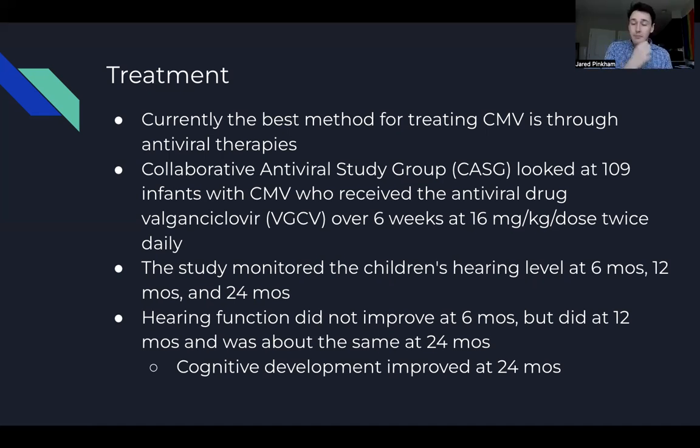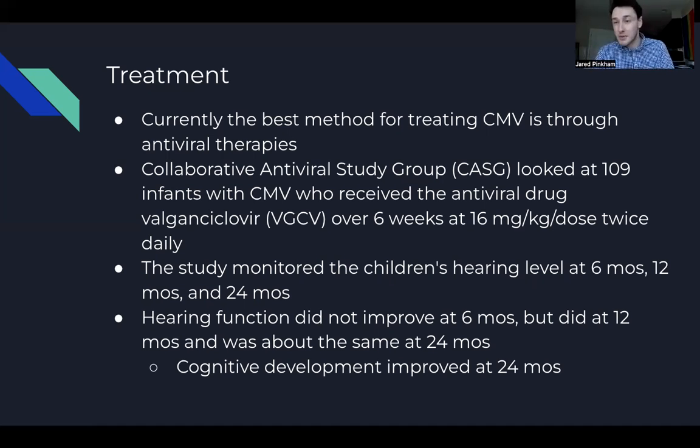The study monitored these children's hearing levels at 6 months, 12 months, and 24 months. What they found was that hearing function did not improve after 6 months, but after about a year, or 12 months, to 24 months, it did improve and maintained up until 24 months. What they also found was that cognitive development, especially in language, improved not only at 12 months, but also at 24 months.